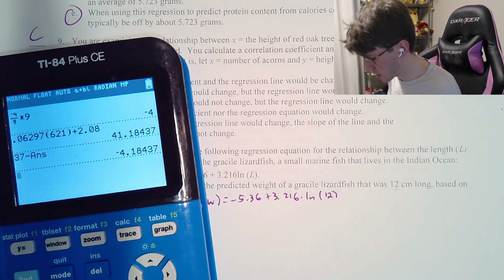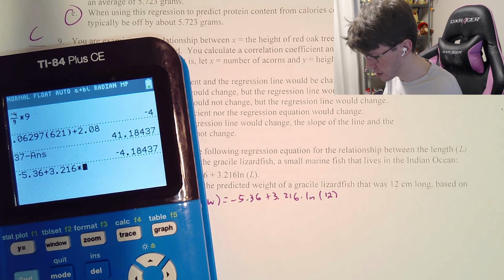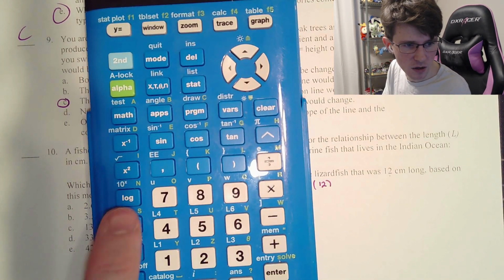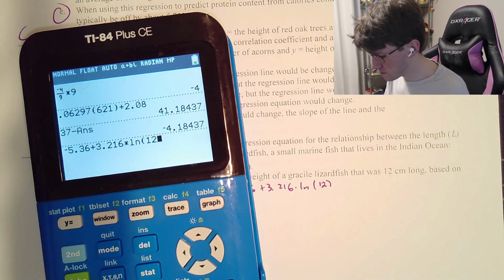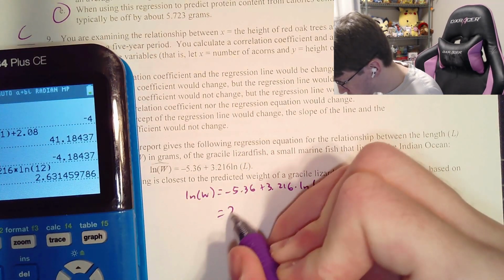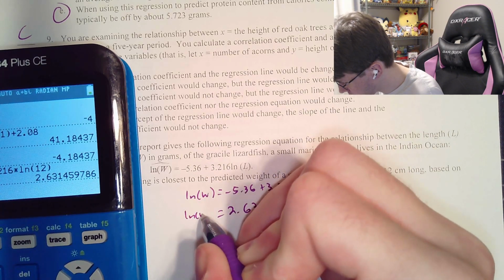Anyways, we're typing this in as it appears, negative 5.36 plus 3.216 multiplied by the natural log. Natural log is this button right here. Boom. And put in a 12 right here. And that's going to give us 2.6315. That is our natural logarithm.